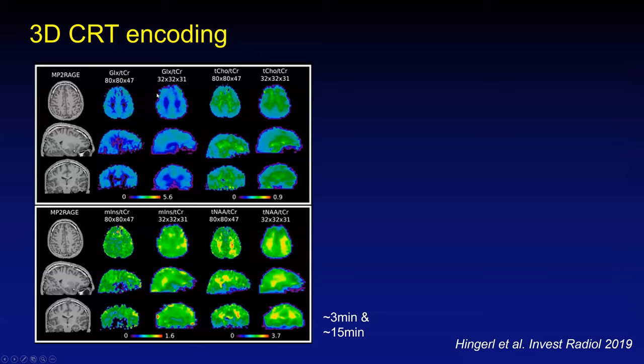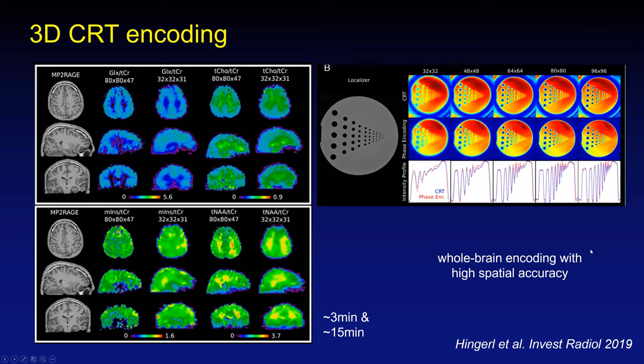But first of all, let me show a couple of sample metabolic maps that you can acquire with this low resolution and the higher resolution protocol. Here's some glutamate map, here's some choline map, myo-inositol and the NAA maps. And these take, I think, about 2 minutes and 15 minutes, as mentioned before. And all this comes basically at no penalty in the spatial accuracy. You can here compare phase encoding and concentric rings, and at all the different spatial resolutions, we essentially get the same spatial accuracy.